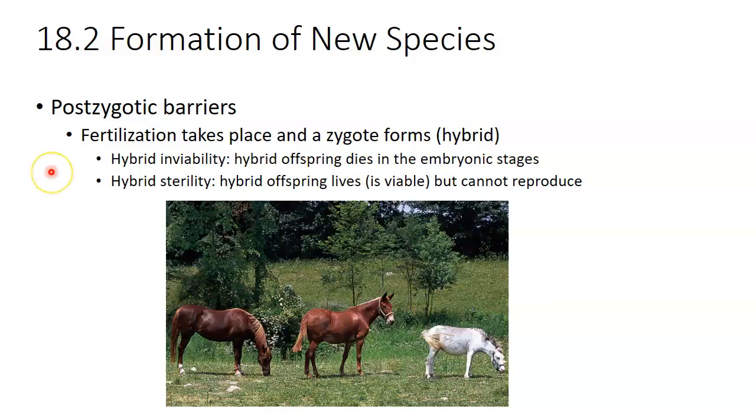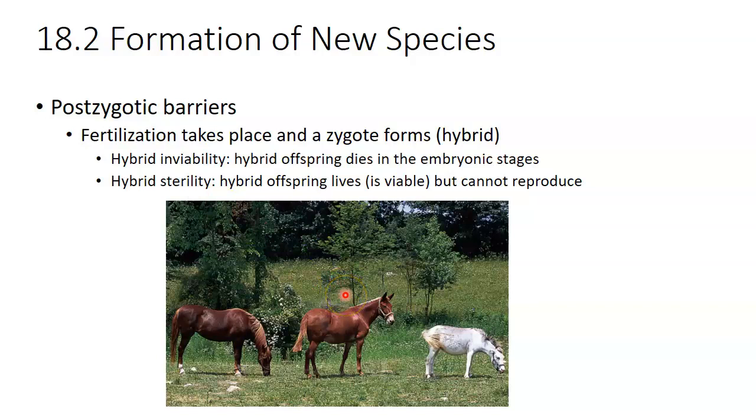All of those were prezygotic barriers, so before fertilization takes place. So what happens if fertilization does take place? Well, there are even post-zygotic barriers. Fertilization has taken place, you have a zygote. That zygote, if it makes it, is going to be a hybrid. It's the product of two different, distinct but closely related species. One of two things can happen. That zygote can die. That's called hybrid inviability. This is when the hybrid dies in an early embryonic stage. Or we could end up with hybrid sterility. The zygote lives, it goes through embryonic stages, it's born, it's viable, it's alive, and it'll live, maybe for a while, but it cannot reproduce.